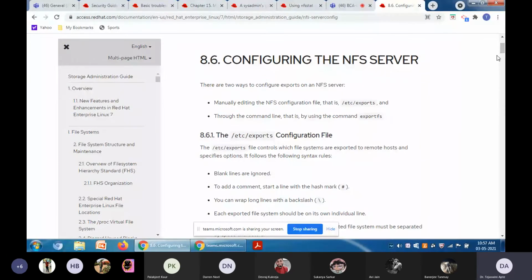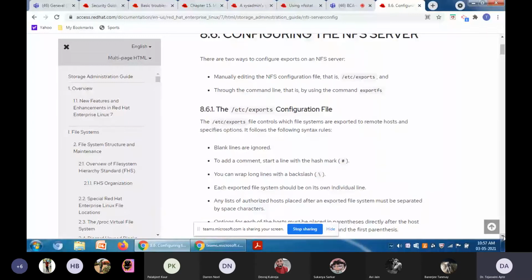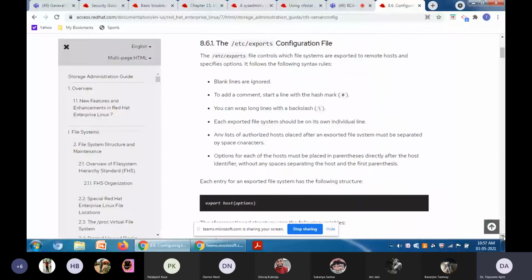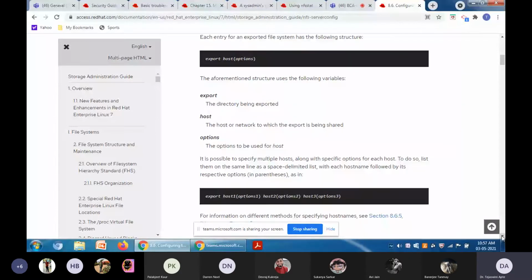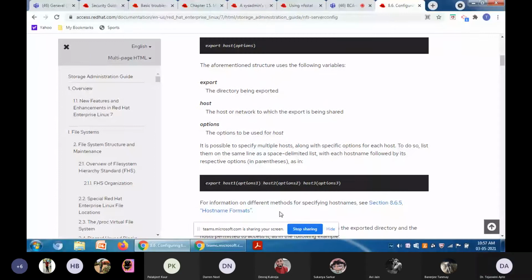Now, how can the vulnerability be introduced? See here, this is the /etc/exports file. This particular file contains entries for host options 1, host options 2, host options 3. Meaning what? Export is the directory being exported. Host is the host or network to which the export is being shared.